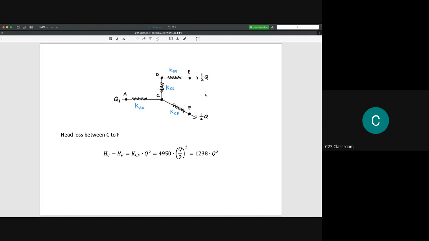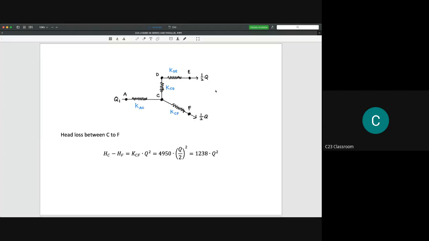The rule of thumb is you must make sure that the Bernoulli equation actually represents a streamline. If there is no streamline between E and F, or in simple words, water is not flowing from E to F or F to E. Water is flowing from A to F and A to E. That's why we can only compare the Bernoulli equation from A, C, D, and E, and the other equation is A, C, and F.